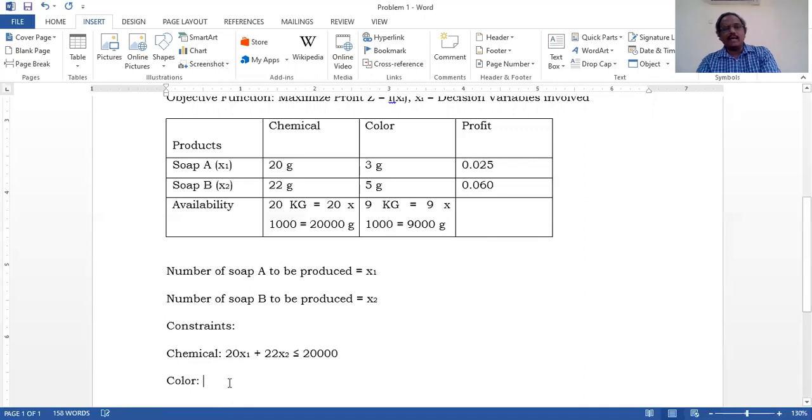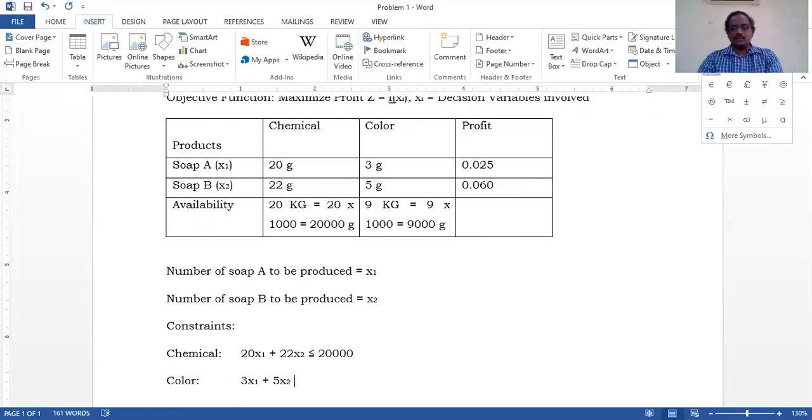The same idea I am going to take for color. When I check for color, we need 3 grams of color for soap A and we need 5 grams of color for soap B. So 3x1, where x1 is the number of products to be produced for A, and 5x2, this is for B. And I am going to use less than or equal to, because the maximum availability is 9,000 grams.